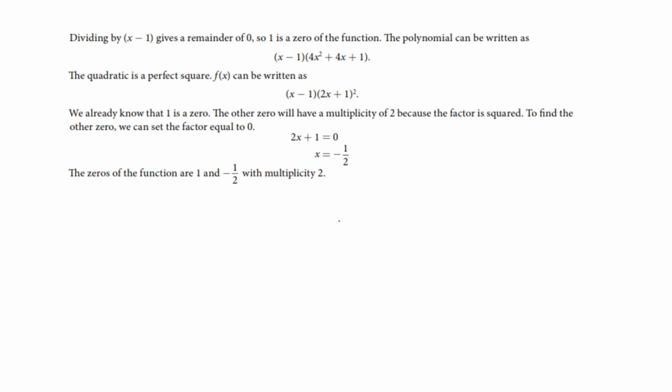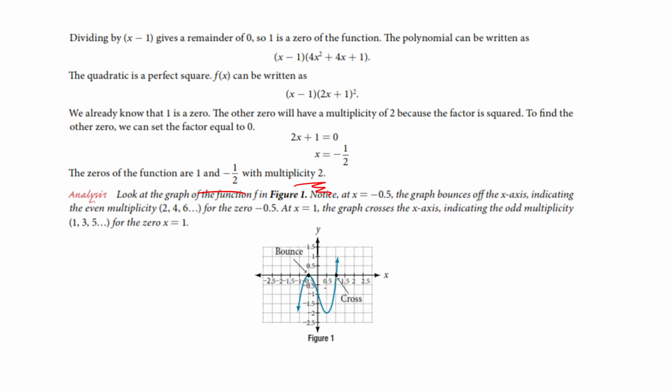Here's what they're telling us. They went ahead and graphed it. So we have a 0 at -1/2 and at 1. Now this one has a multiplicity of 2 because it had an exponent of 2. It's a repeat, so if you graphed it, it would bounce. That's what we saw earlier. And at 1, it would go straight through.